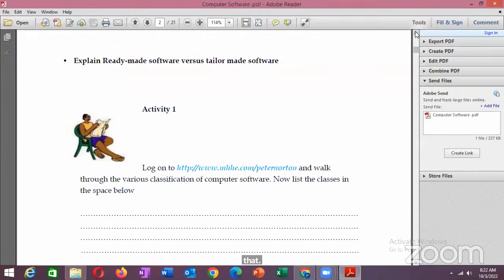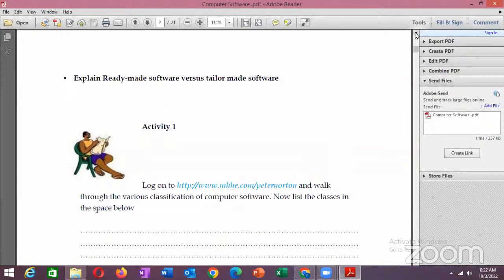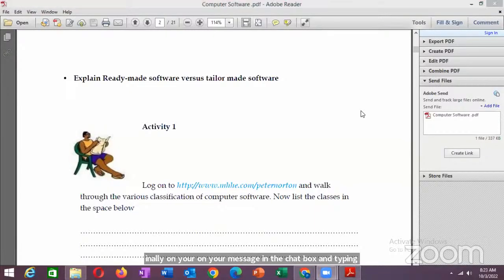If you go to activity 1, kindly on your chat box, I'm typing a question. Kindly answer, what is computer software? The question I'm typing is, what is software? So kindly answer it. What is software? Kindly answer from, I've typed the question. Hope you can see it in the chat. Hope everyone can see.